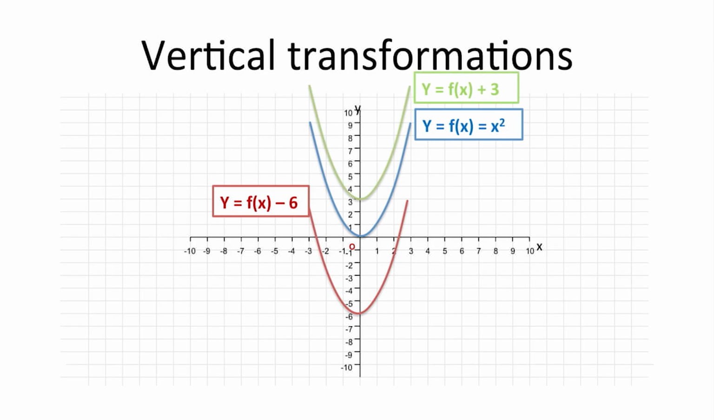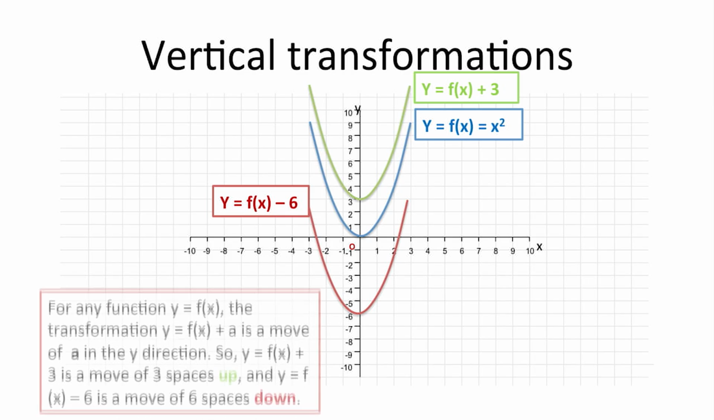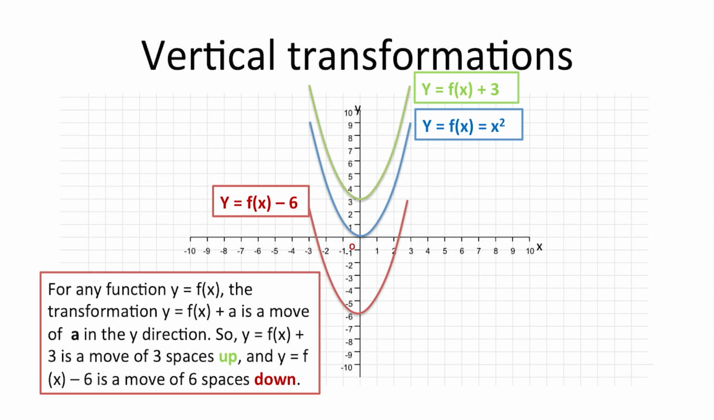If we look at y equals f of x plus 3 as another example, we see that original graph, y equals f of x, has moved up 3. So generally speaking, for any function y equals f of x, the transformation y equals f of x plus a is a movement of a in the y direction. Now this one makes more sense to us because y equals f of x plus 3 is an add up, it moves up 3 spaces. And y equals f of x minus 6 is a move of 6 spaces down.